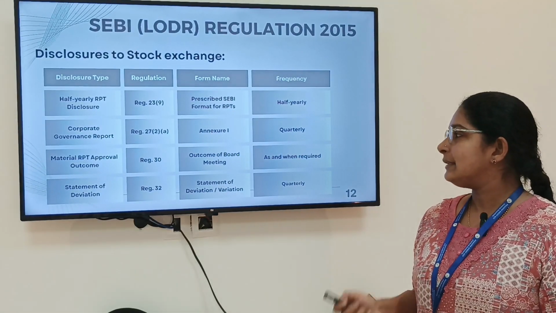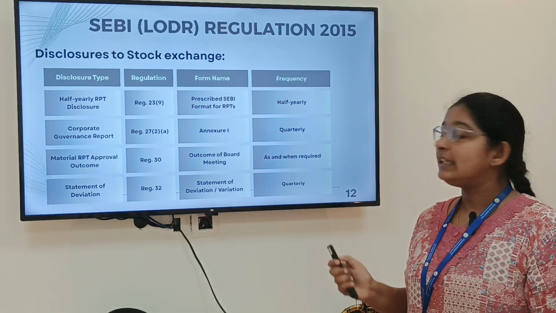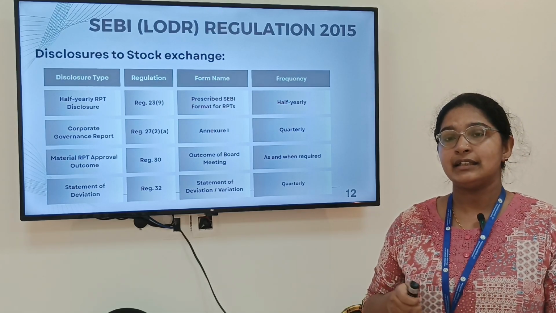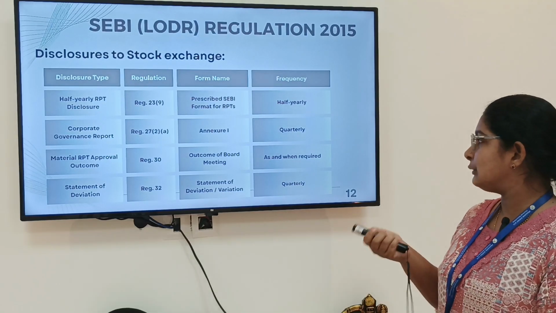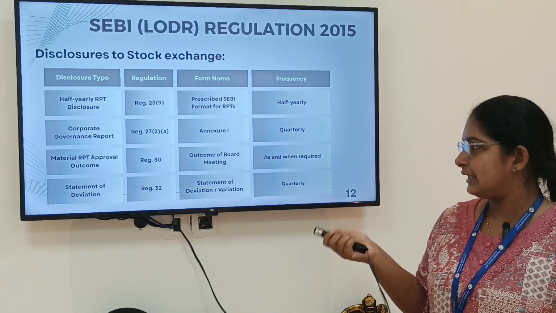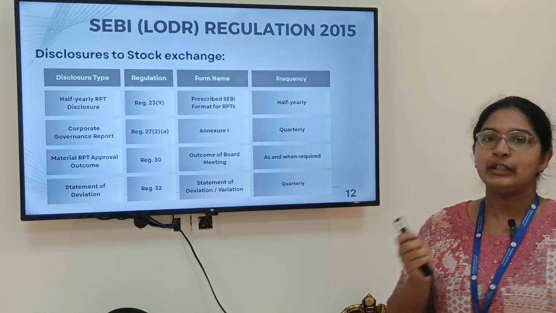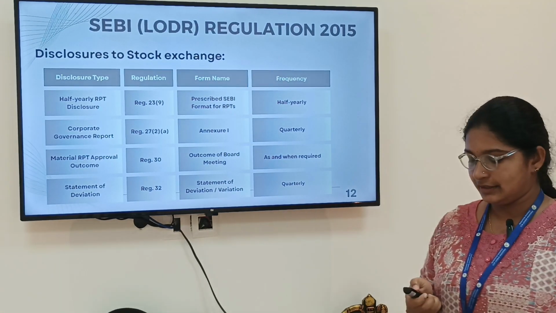The next report will be the statement of deviation. If there is any deviation in the transaction due to related party transactions, then those should be disclosed in the statement of deviation. This should be reported quarterly to the stock exchange.